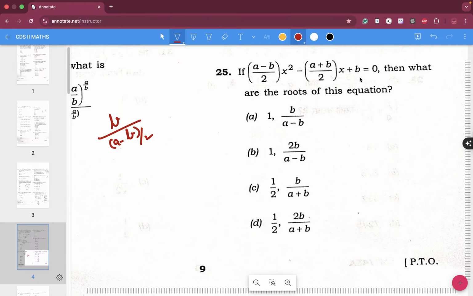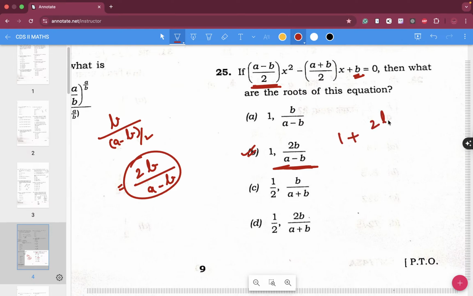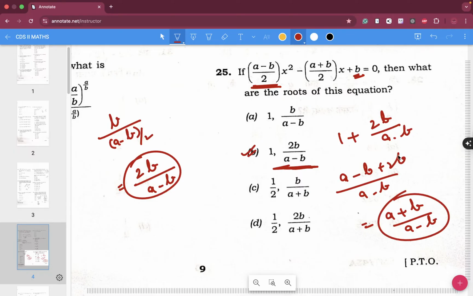Product of the roots is c by a, right? This is the value of c by a, which means 2b divided by a minus b. Okay, so this is what we have, right? And the sum of the roots is how much? Sum of the roots is 1 plus 2b by a minus b, which means (a minus b plus 2b) divided by (a minus b), which means (a plus b) divided by (a minus b). Okay, these are the sum of roots.